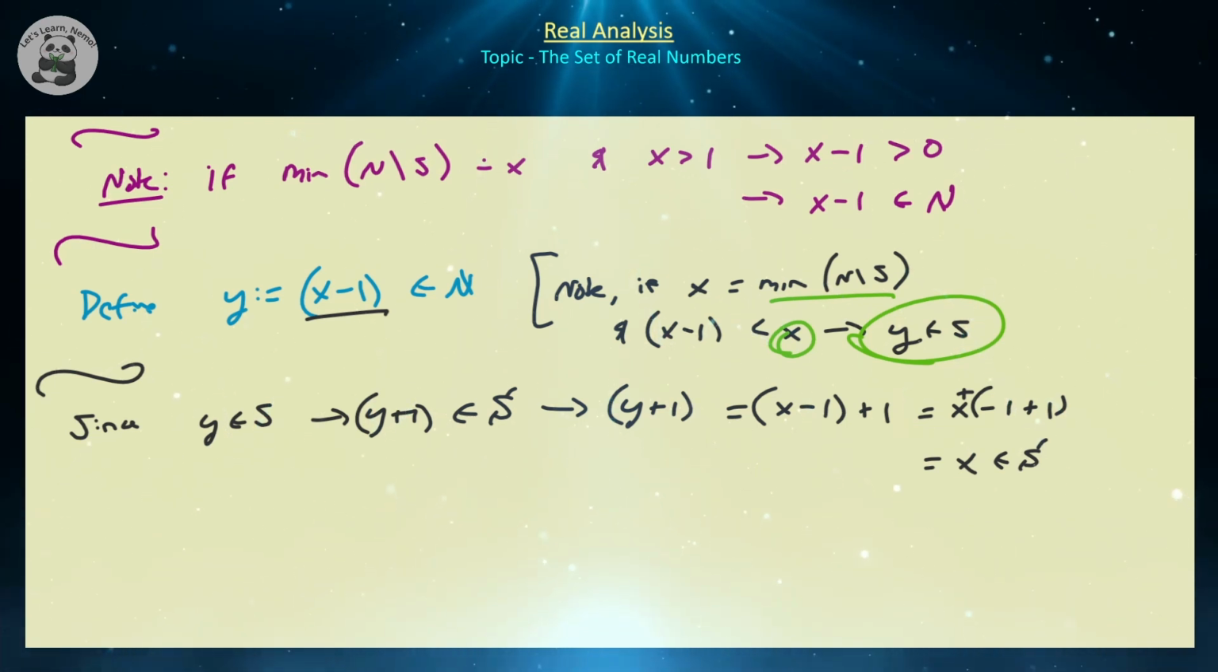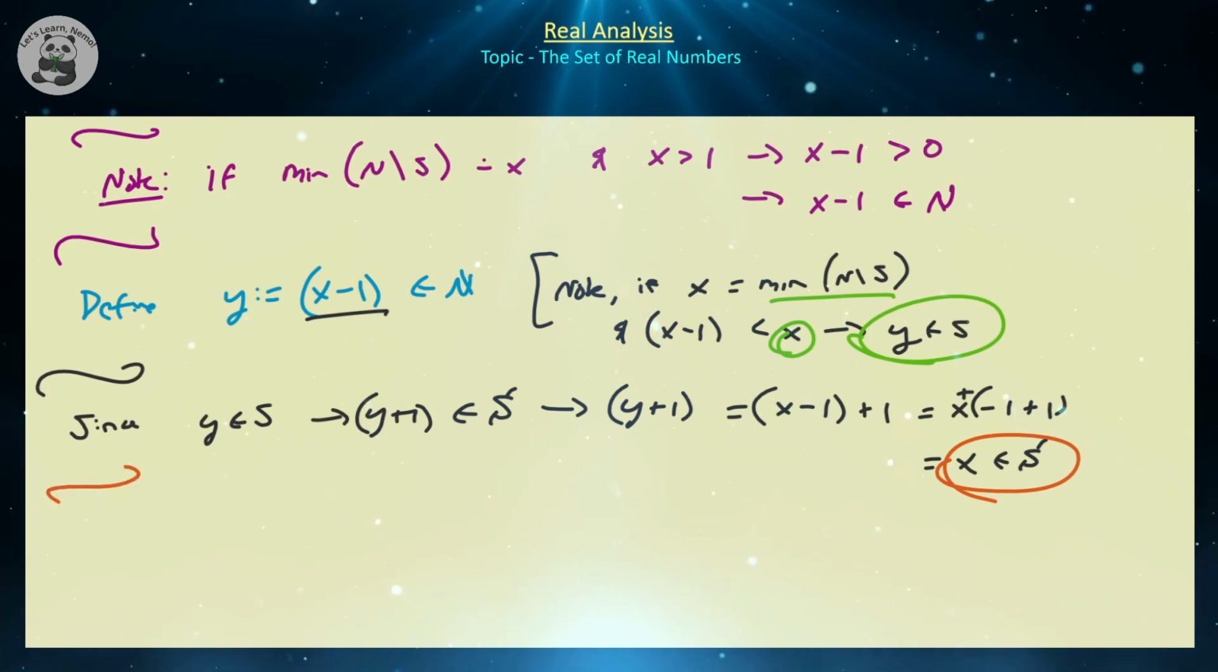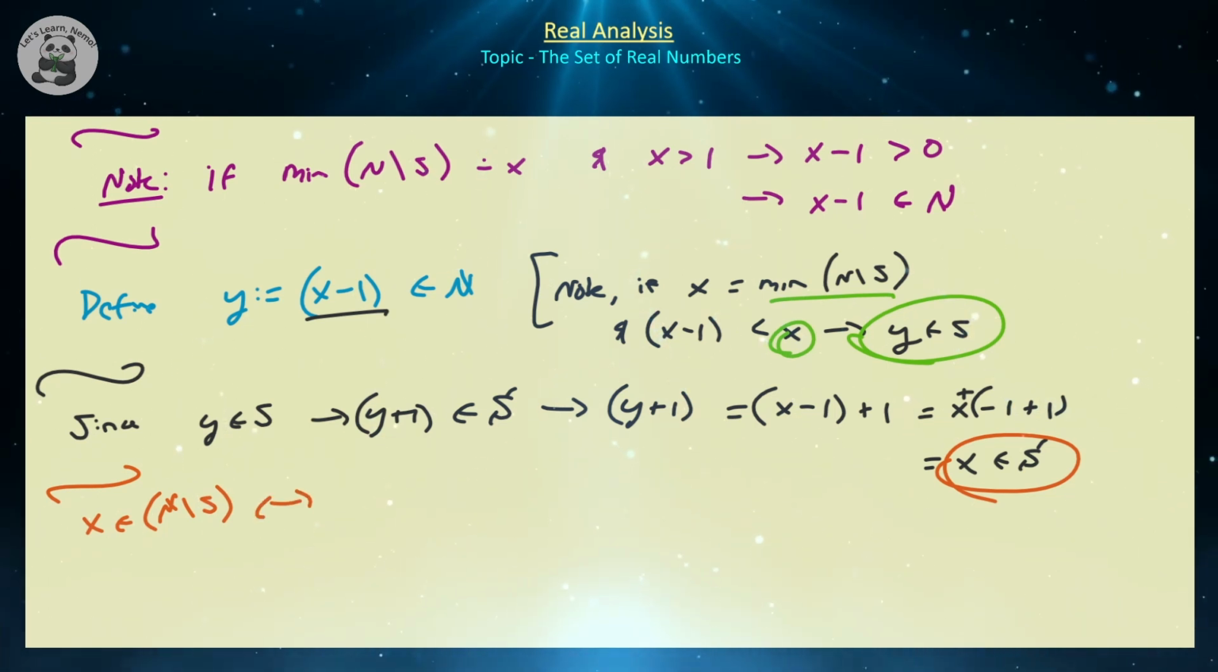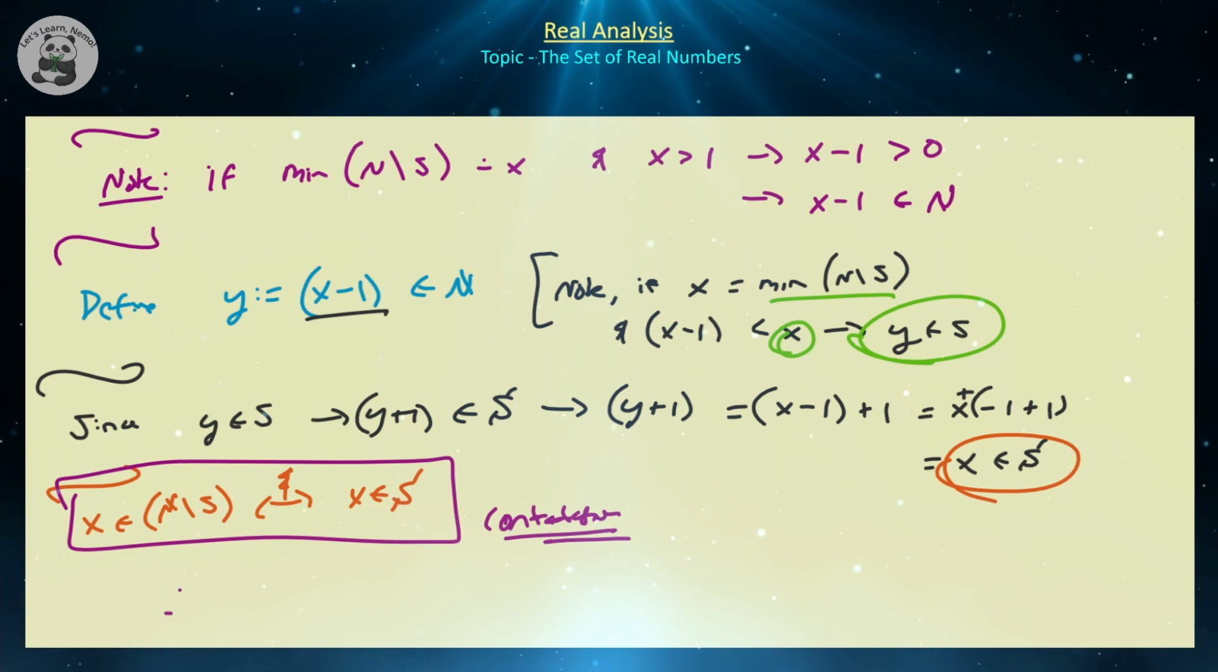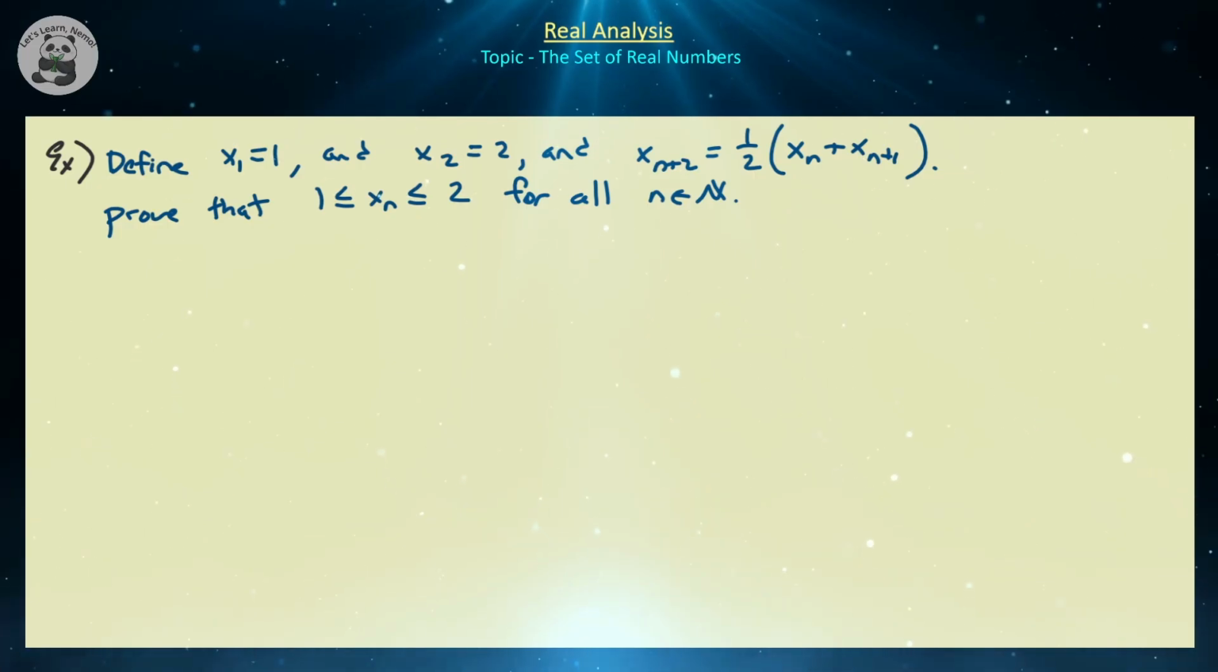But what's the problem with that? Well, before, x belonged to N take away S. It was the minimum of that set in particular. And now we have that x is an element of S. That's a contradiction, because you cannot be in a set and its complement simultaneously. So since that's a contradiction, by proof by contradiction we have that S and N are indeed the same exact set.